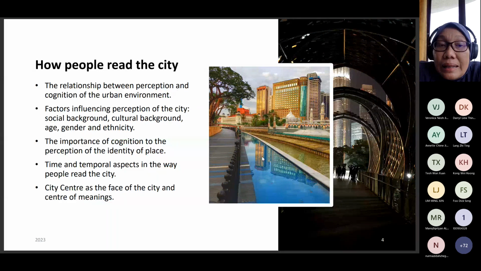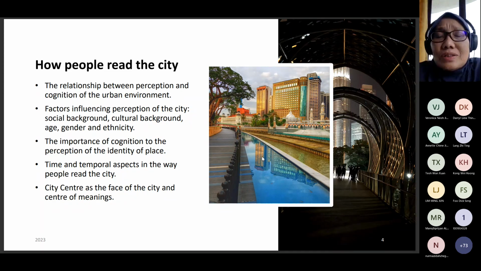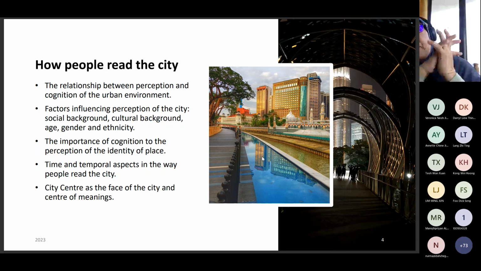And another thing, the center of the city or the town is also a center of meanings, because it's where the town normally started. It is like the birthplace of the city. So it is deeply rooted in the city, and people associate the place with that particular location. So when we look at urban design in general, we always have to focus on the city center if we want to give some kind of character and identity to the place. Next.